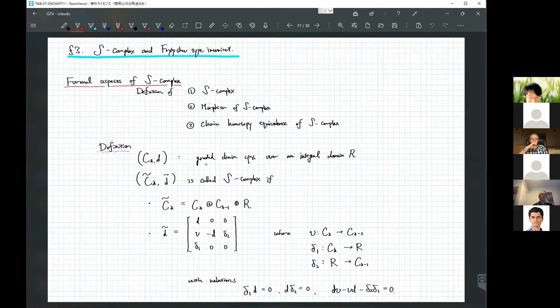C and D are graded chain complexes over the integral domain R. Then a pair of C tilde and D tilde is called an S complex if C tilde has this form and D tilde has this form. Here, each component is given like this with these relations.